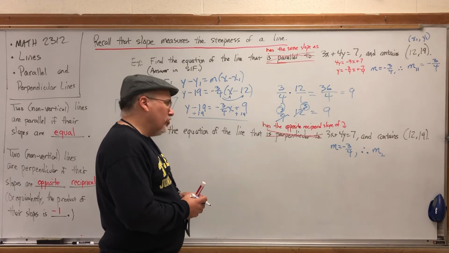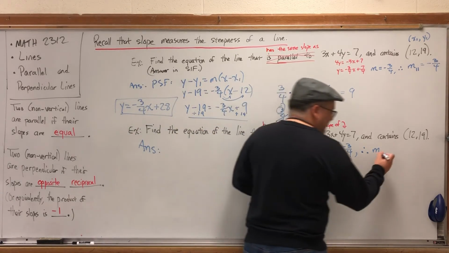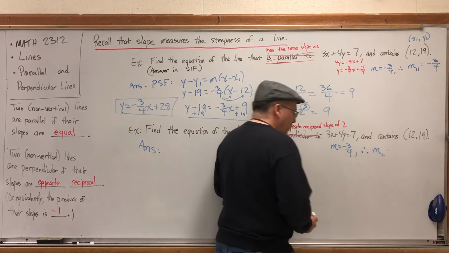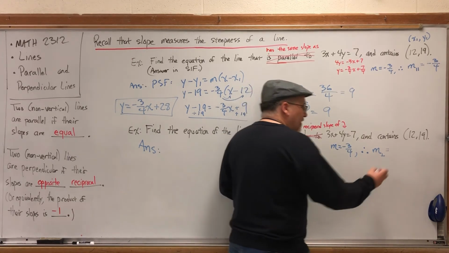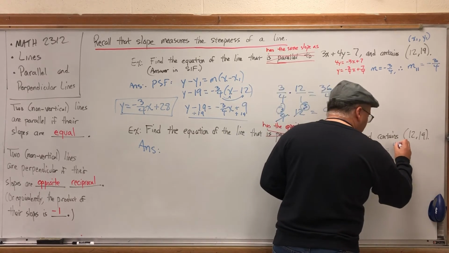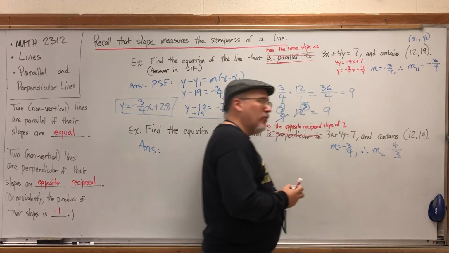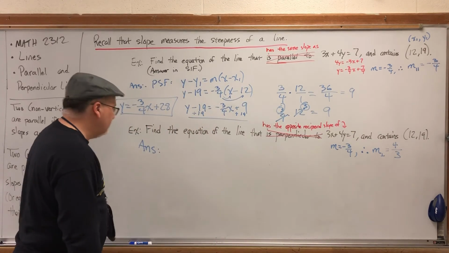If the original line slope is negative 3/4, then the perpendicular slope I'll get by taking both the opposite and the reciprocal. The opposite would be positive since the original slope is negative. The reciprocal would be to turn the 3/4 upside down and make it 4/3. That's the slope we want to use. That's the opposite reciprocal slope of the given line.